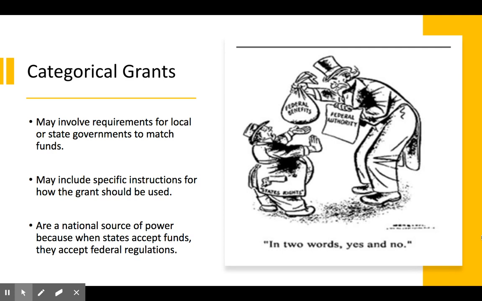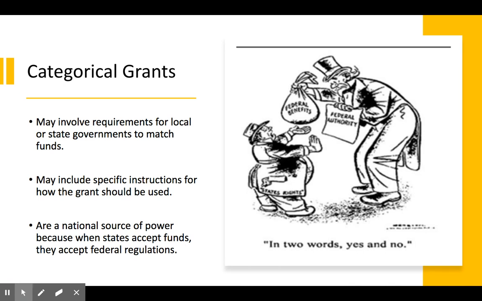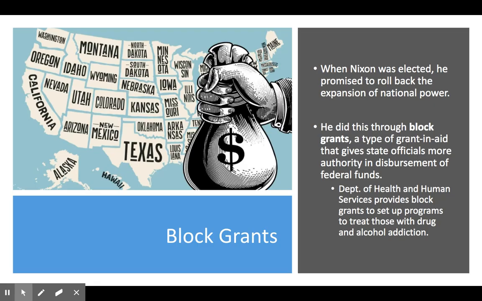These are a national source of power because when states accept the funds, they're also accepting those federal regulations. And I think this cartoon is great because it shows the federal government providing states with benefits, but that also comes with that federal authority, and states might not always want that. Okay, so keep that in mind, that categorical grants are going to be a source of federal power because when states accept those funds, they're also accepting the regulations that come with them.